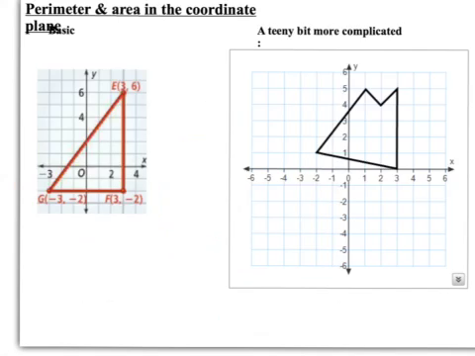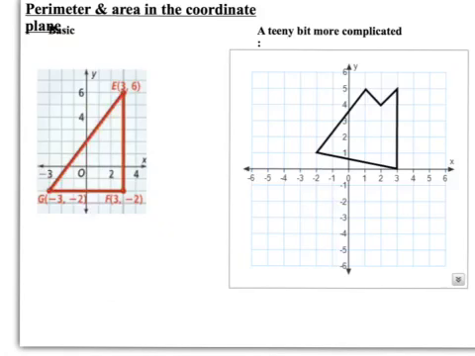Next, we're going to talk about finding perimeter and area in the coordinate plane. So we're going to start out with a little bit more of a basic one, but please plot this on a sheet of graph paper. Draw your axes, label your grid, and label your points. So we have a triangle GEF, and we want to find the perimeter and the area.